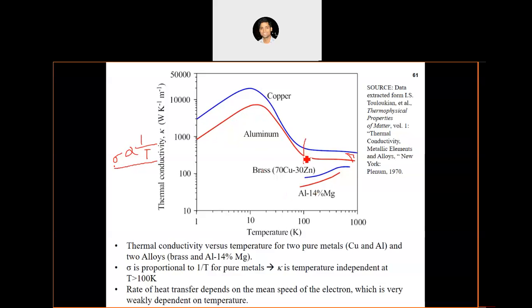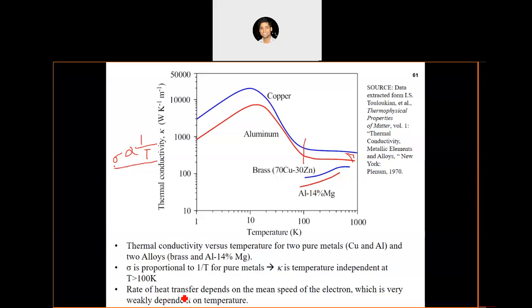Okay. Above this temperature, it is clear. The alloys, their electrical conductivity is anyway very weakly dependent on temperature, right? Because in the alloys, impurity scattering is dominant, and that depends only on the concentration of the impurities, right? So that is why we see a weak temperature dependence, but not a very strong temperature dependence.